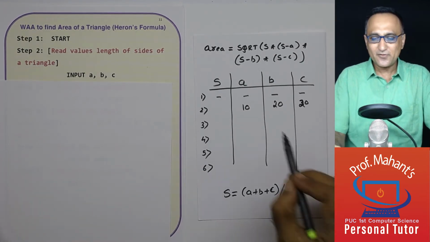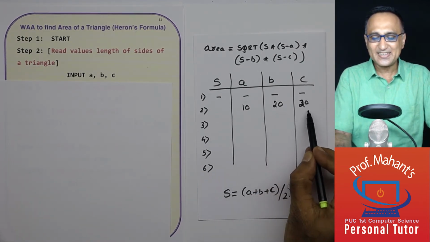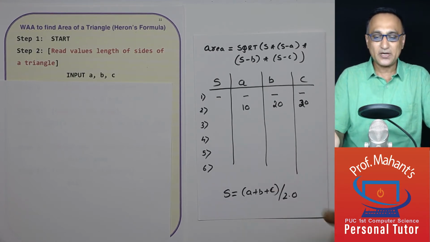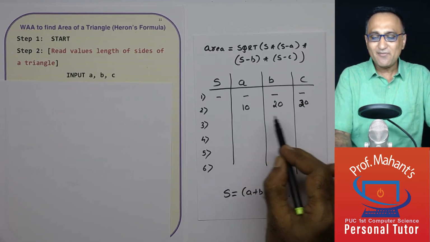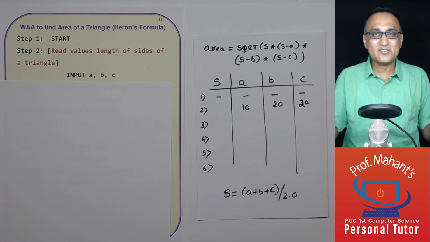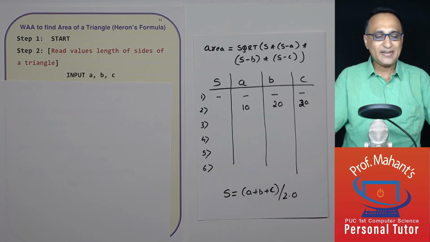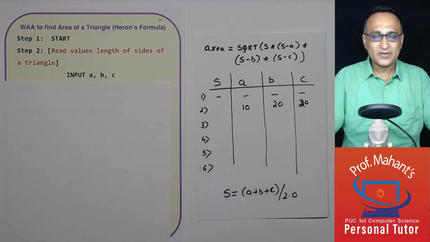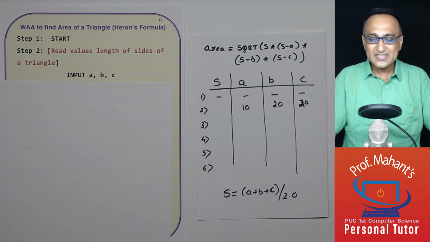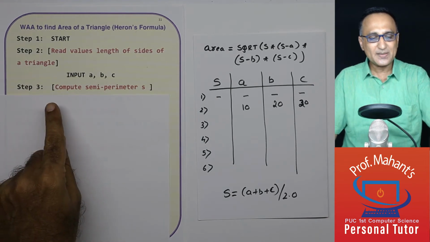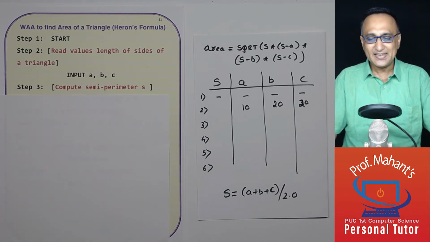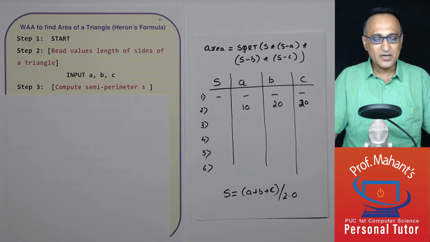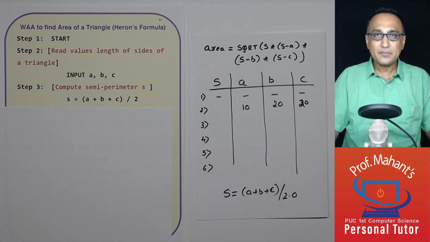It's fine. So here if you see, the sum of any two sides is greater than the third side. That's very important. If you give an invalid triangle where the sum of any two sides is not greater than the third side, you will not get the correct result. So here I'm asking the user to enter the lengths of the three sides of a triangle a, b and c. What is the next step? I need to first calculate the semi-perimeter. So in step 3, compute semi-perimeter s. s is also a variable. So s is a plus b plus c divided by 2.